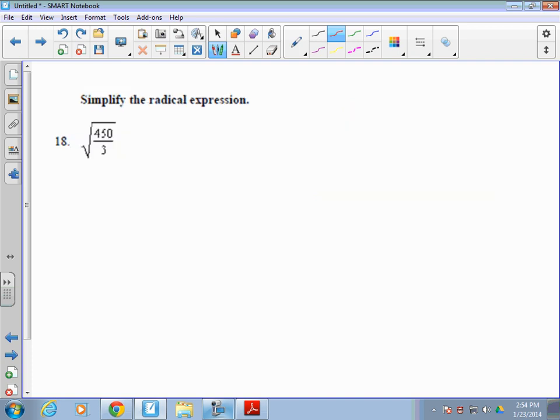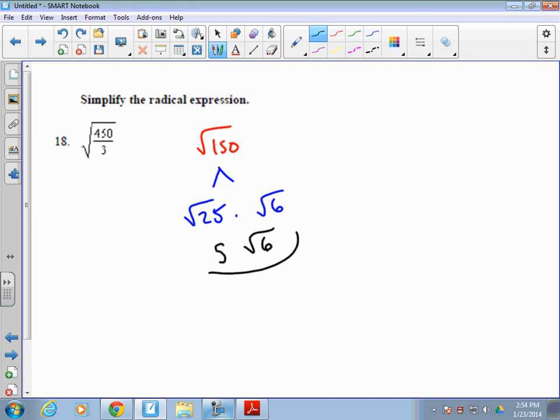Number 18 says the square root of 450 over 3. You can simplify what's underneath first and get the square root of 150. 450 divided by 3 is 150. Then you want a perfect square that goes into 150. 25 cents goes into $1.50, so 25 goes into 150. 25 is a perfect square, and there's 6 of them. There's 6 quarters in $1.50, so times 6. The square root of 25 is 5 times the square root of 6.